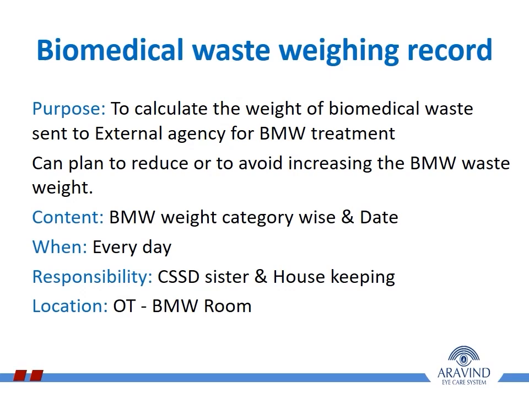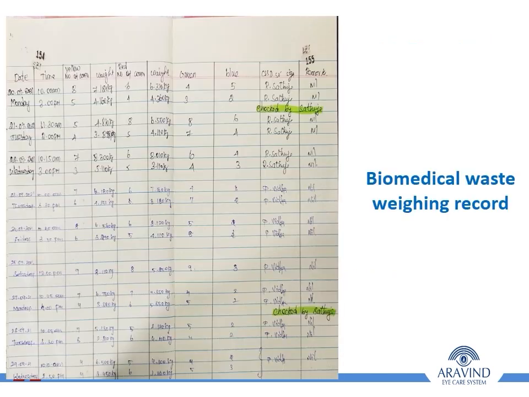The biomedical waste weighing record. The purpose is to calculate the weight of the biomedical waste that is sent to external agency for the biomedical waste treatment. We can plan to reduce or to avoid increasing biomedical waste weight. It contains the biomedical waste weight category wise and the date on which the biomedical waste was recorded. This has to be entered every day. An example of such entry is shown in this slide.